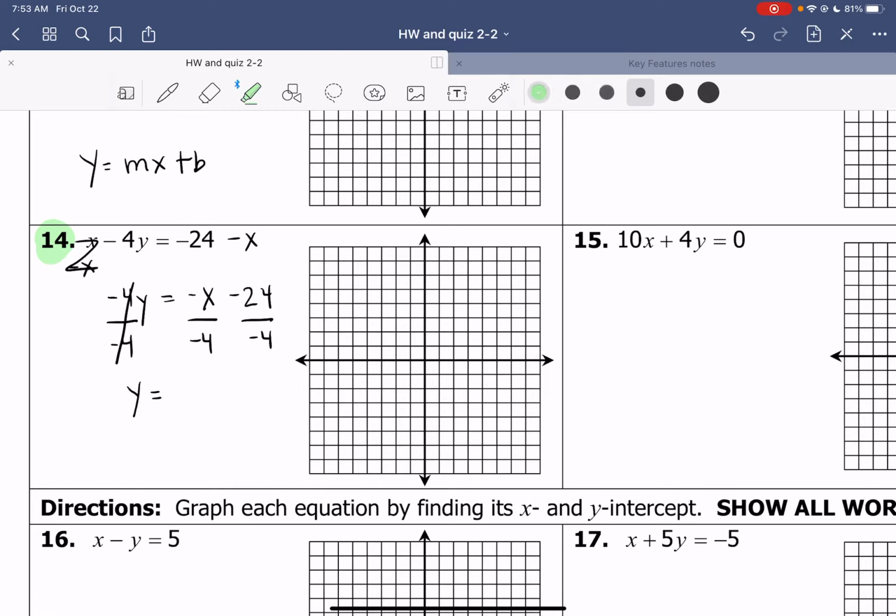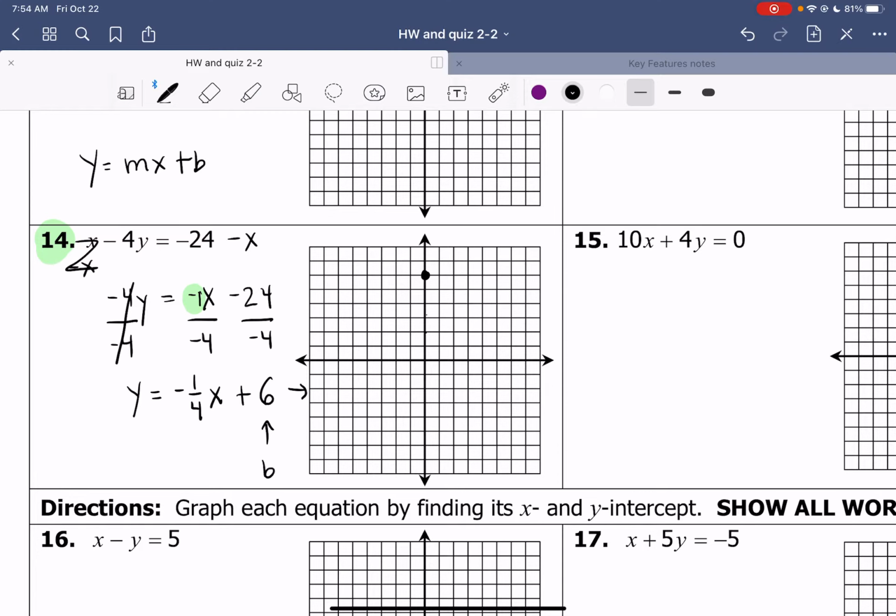So this is where people might get confused. So the number in front of x is a 1. So an easier way to write this rather than negative x over 4 is actually negative 1 over 4 with the x off to the side. And then negative 24 divided by negative 4 is a positive 6. So then we can transfer this to the graph by placing our y-intercept b at a positive 6. So 1, 2, 3, 4, 5, 6.